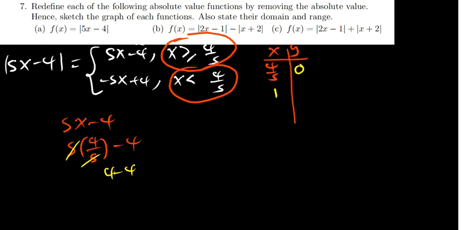So I'll go to 1. If I put 1 where there is x here, it's going to be 1 times 5, which is 5. 5 minus 4 is going to be 1, not so? 5 minus 4 is 1, right? Yes, so I'm going to have 1.